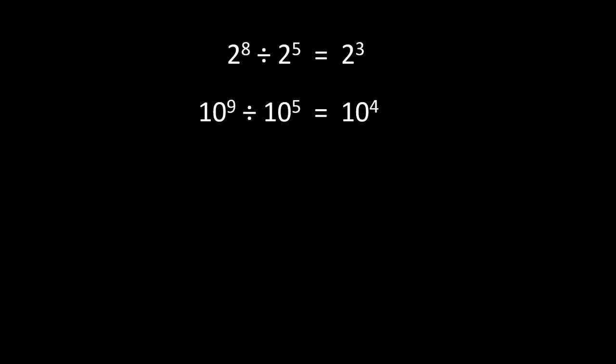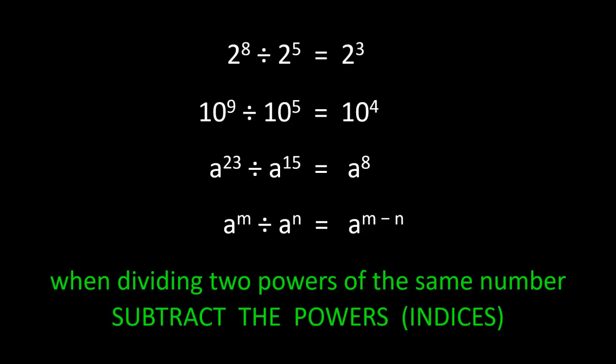Excellent. Let's have a little recap. 2 to the power 8 divided by 2 to the power 5. Well, that was 2 to the power 3. We've got 10 to the power 4 there with a letter. As long as the letter is the same, we take 15 from 23. And then in letter form, a to the m divided by a to the n is a to the power of m take away n. So when dividing two powers of the same number or letter, subtract the powers.